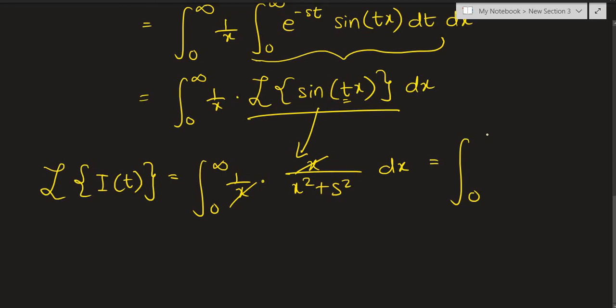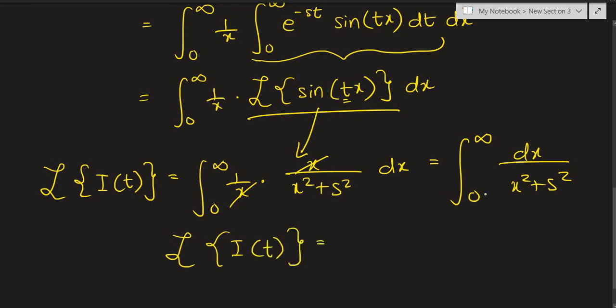So we have the integral from 0 to infinity of dx over x squared plus s squared, and we can just apply the inverse tangent formula of integration on this thing. So we have the Laplace transform of I of t now being equal to 1 over s times the inverse tangent of x over s, but since it's a definite integral we need to evaluate that from x equals infinity to x equals 0.